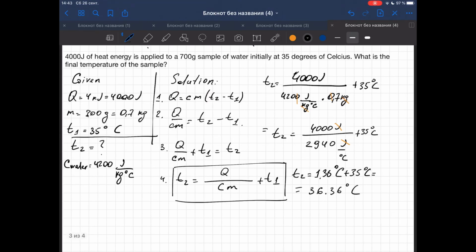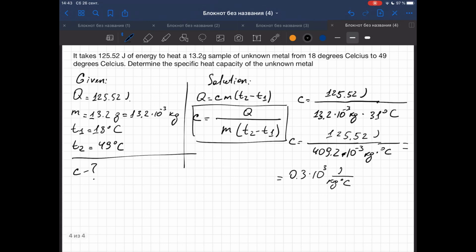And all three problems are solved. It means that the lesson is over.